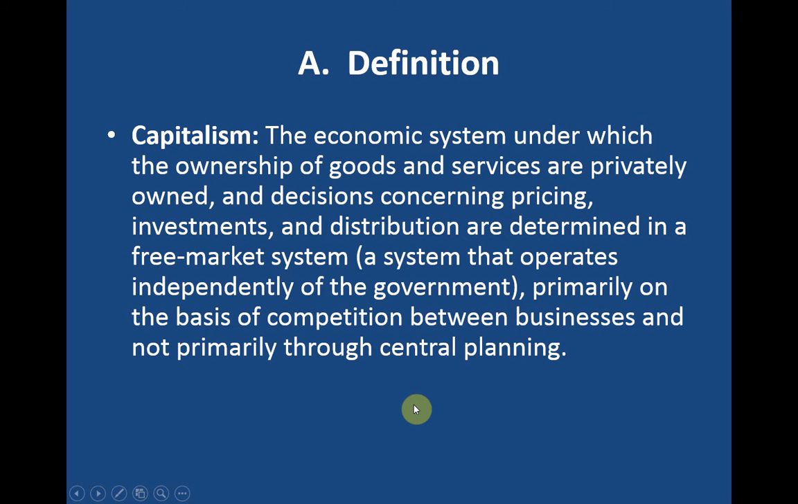Capitalism is an economic system under which the ownership of goods and services are privately owned, stress privately owned there, and decisions concerning pricing, investments, and distribution are determined in a free market system. Basically, the market itself determines prices, primarily on the basis of competition between businesses and not primarily through central planning.